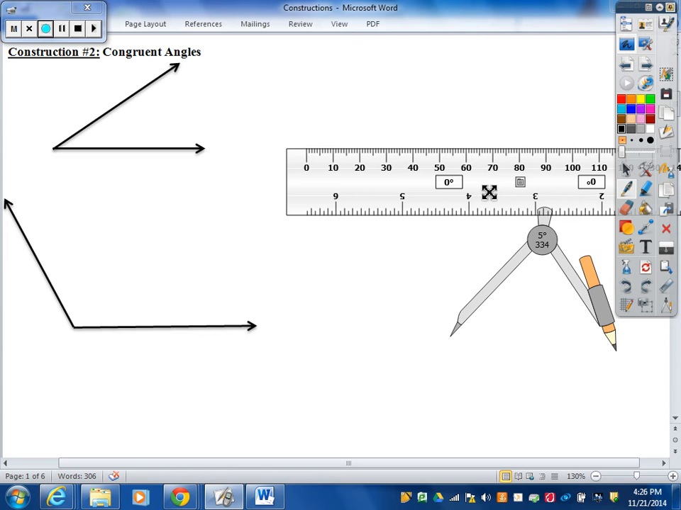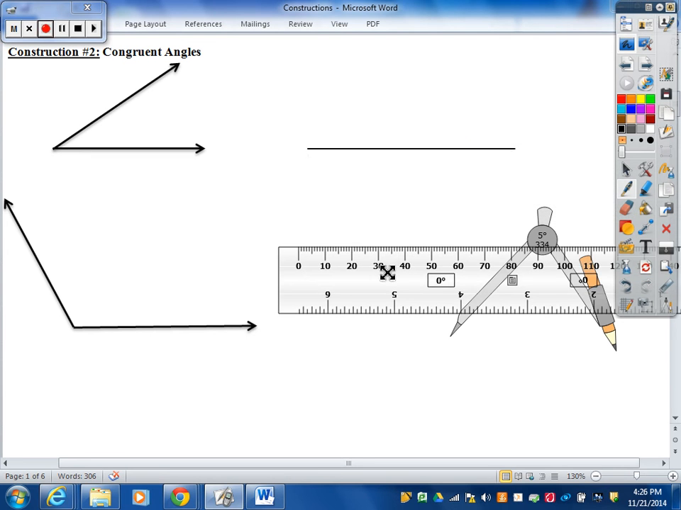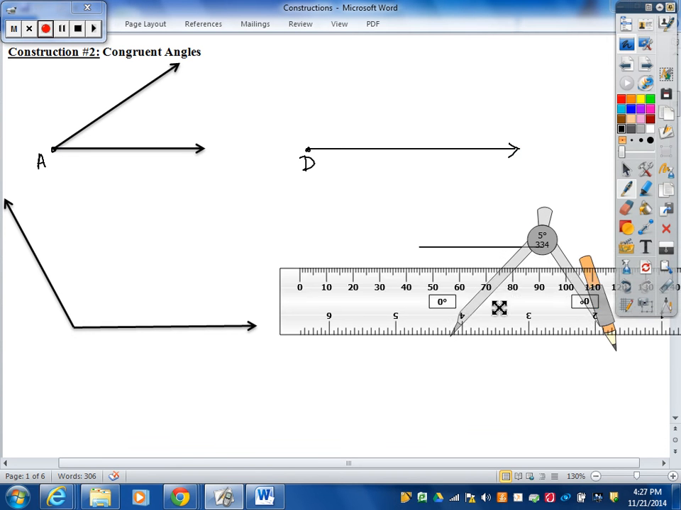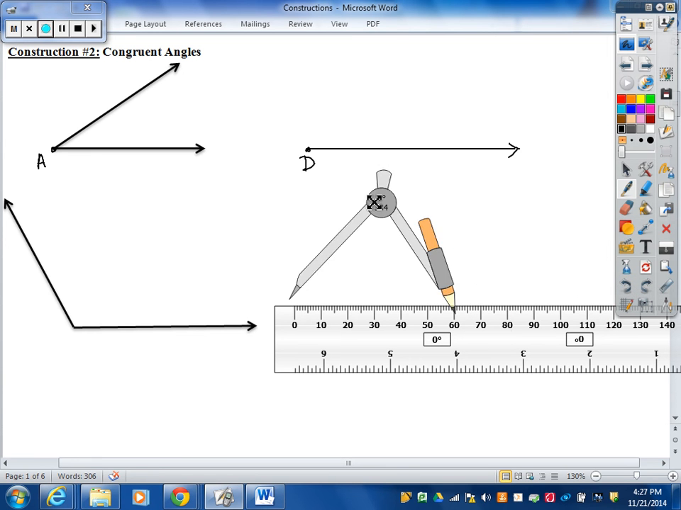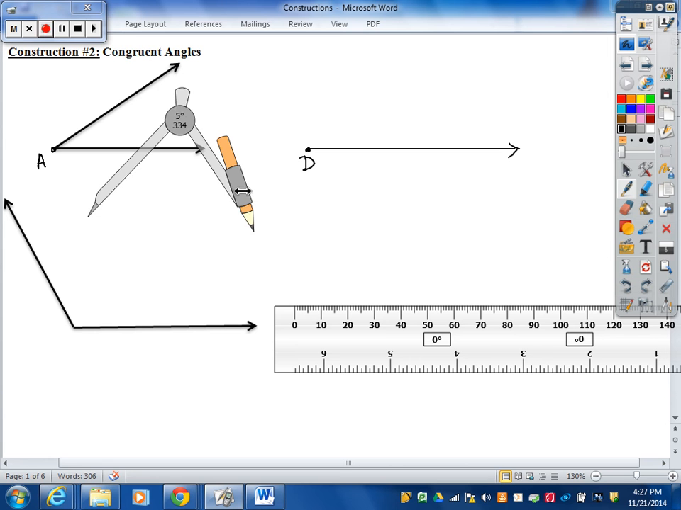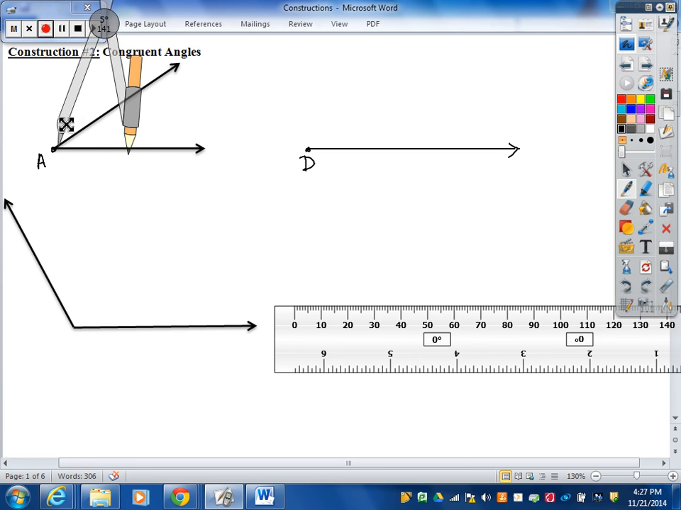And so what I'm going to do is again start with the exact same thing that I had before, a ray. Now let's go ahead and label this point A. I'm going to label this point D. Okay, and we've got our ray here. Now in order to construct congruent angles, we're going to take our compass and place the point on the vertex of the angle that we're trying to copy or make congruent to.